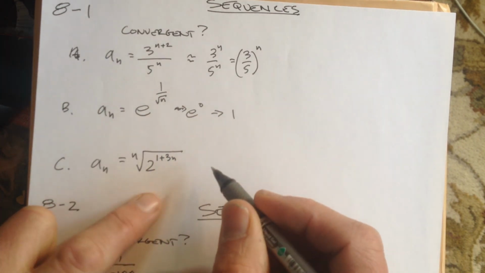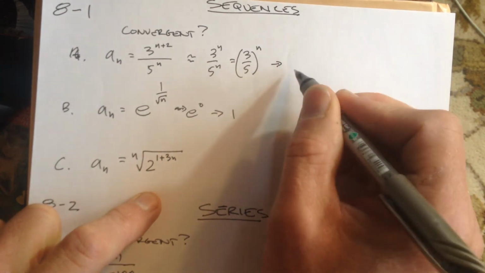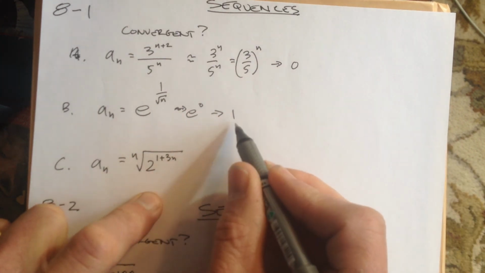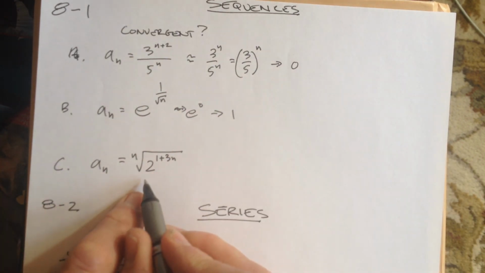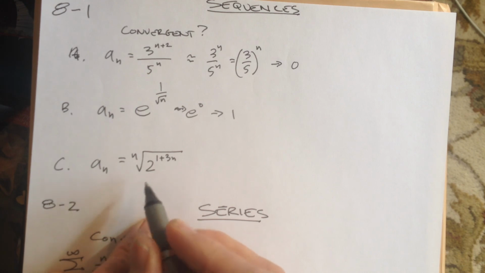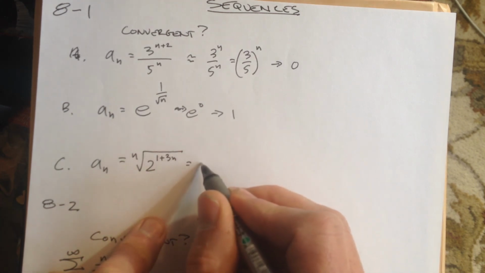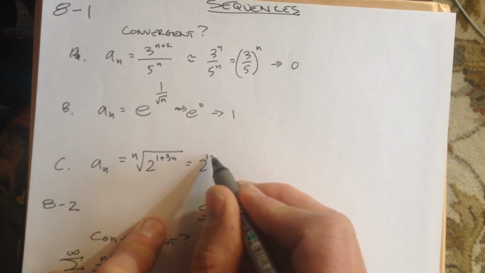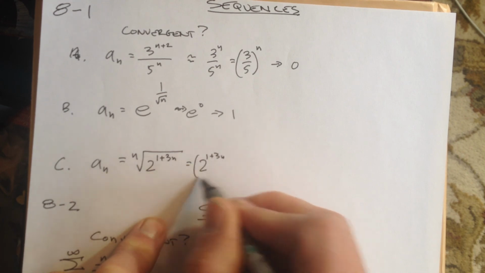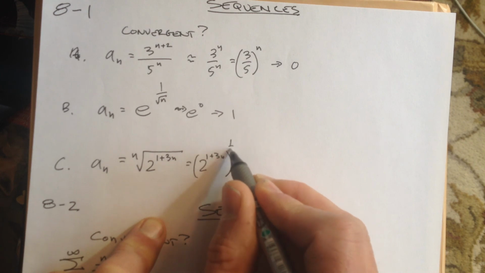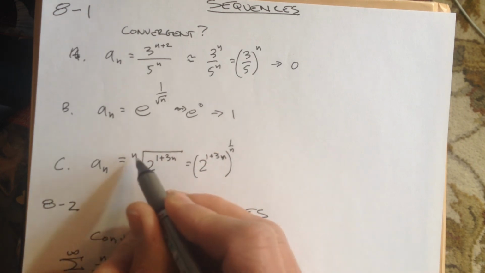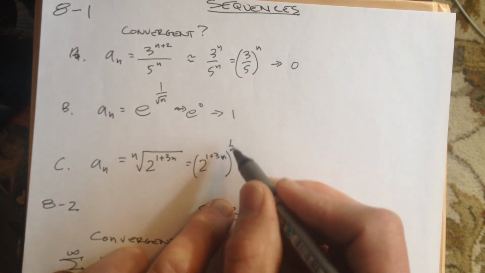So that is convergent. This converges, by the way, on 0 as you multiply. This converges on 1. Well, what is this doing? Is this converging? Well, I think it helps to do a little bit of algebra here. We have got this, and this is no different than 2 to the 1 plus 3n, then raised to the 1 over n power. Remember, our radicals are the same as a rational exponent.